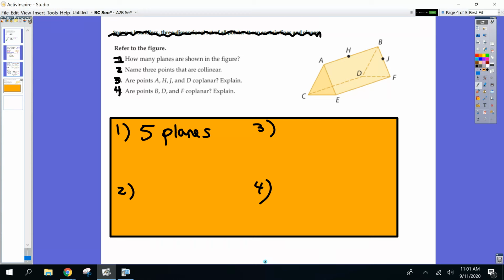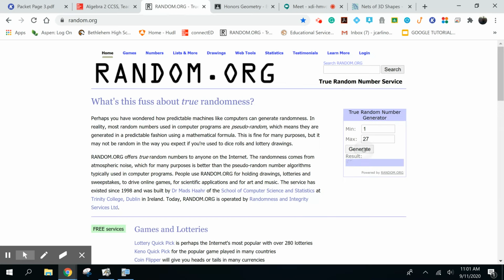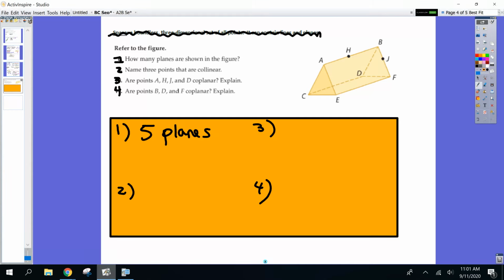Okay, number 2, name 3 points that are collinear. You got to go back and remember what collinear meant. Give me 3 points that are collinear. Sabrina. Points A, H, B are collinear. Yep. If any of you had FJB, that is also correct.